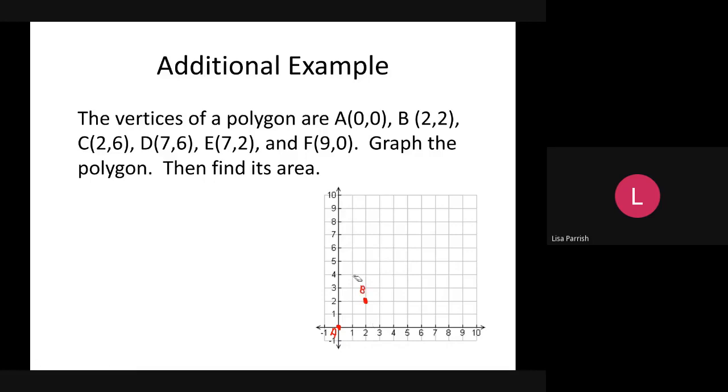C is, oops, I may have to move my letter B there for a second. Point C is, oh no, sorry, 2, 6. Okay, I'm going to connect as I go. D is 7, 6, so dribble over to the 7, shoot up to the 6. E is 7, 2. Oh, that's a terrible line.